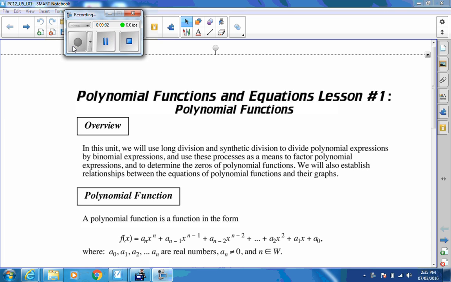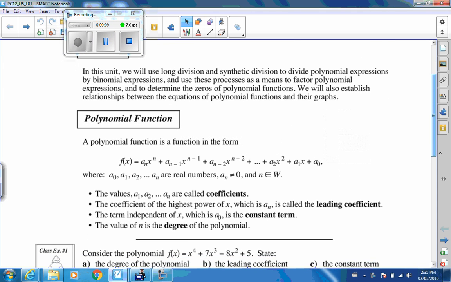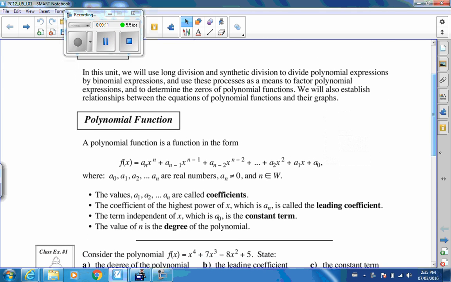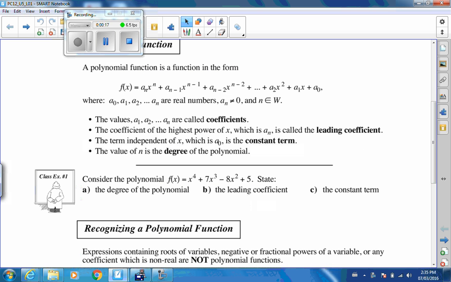All right, so this is lesson 1 on polynomial functions. Basically, it's a lot of vocabulary, so read through stuff. I'll skip through things quickly, but feel free to pause the video and stop and read through stuff and go from there. So basically, a polynomial is anything like this, where these are all real numbers.